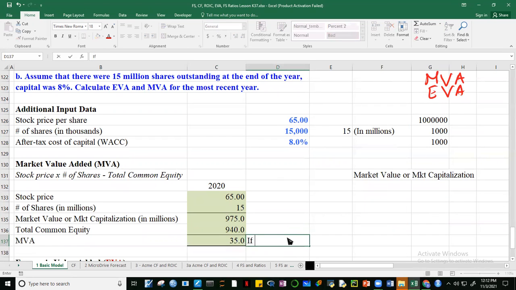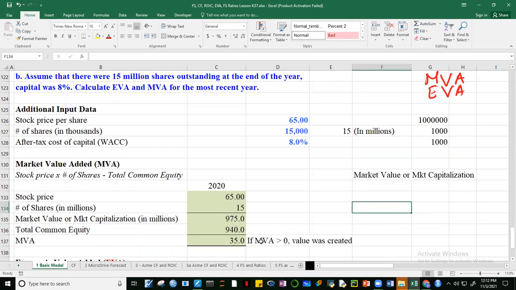So if MVA is greater than 0, then value was created. Because this means over time, the company has been adding to the value of the equity. In the books, it's only 940. However, if you look at it in the market now, it's 975. Well, in a sense, this is like capital appreciation. And the MVA is 35 million.